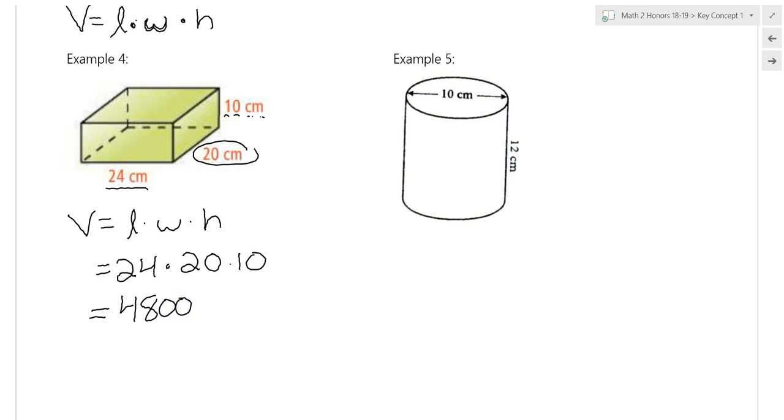The biggest thing to remember is now I'm in a three-dimensional object, so I have to have cubed as my unit instead of squared, which is for a two-dimensional object. Okay.